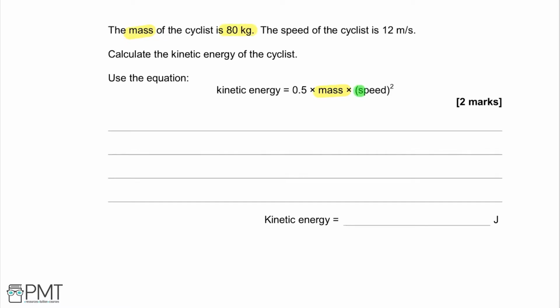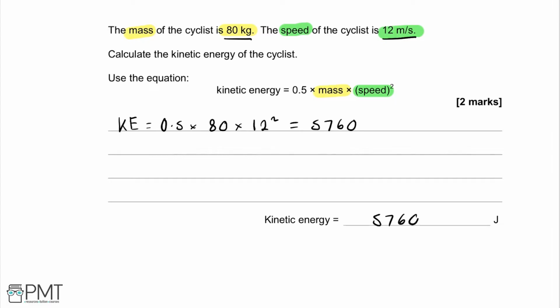And secondly, we need the speed. And the speed of the cyclist is 12 meters per second. So all we need to do is substitute that into the equation. So kinetic energy equals 0.5 times mass, which we know is 80 kilograms, times speed, which is over here, 12 squared. Don't forget the squared. And if you put that into your calculator, then you'll get an answer of 5,760. We're given the units in the question, so all we need to do is write that value into the answer box.